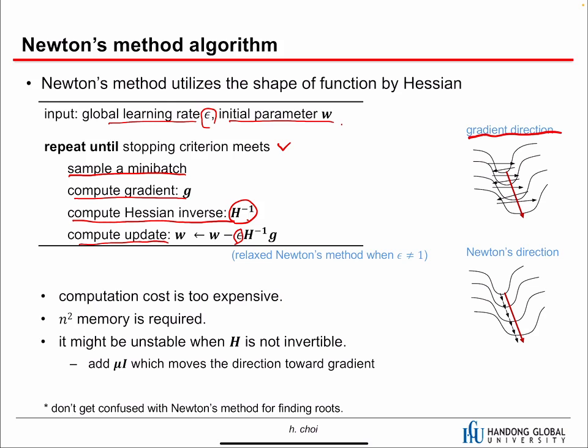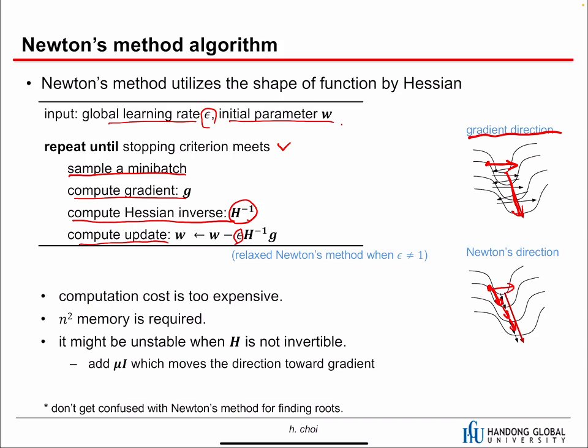So when we are here, we move in this direction, even though this is not the best direction. But in Newton's direction, since we approximate this function with the Hessian, which is about the curvature, and curvature is the shape of this function, we know this direction is not the best direction when we are here. So this direction will move like this. So Newton's method knows the shape of this function.